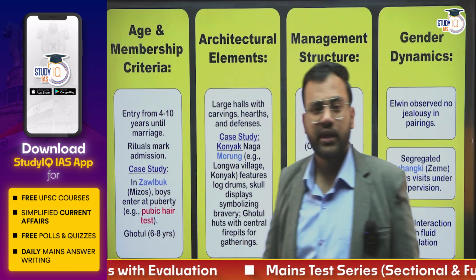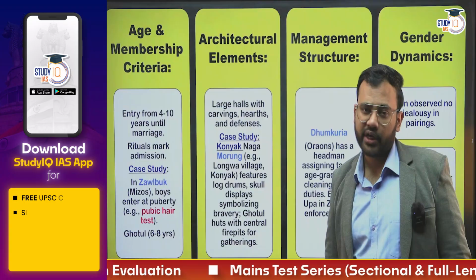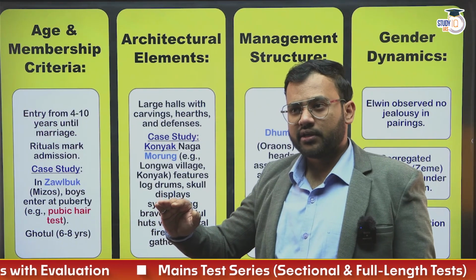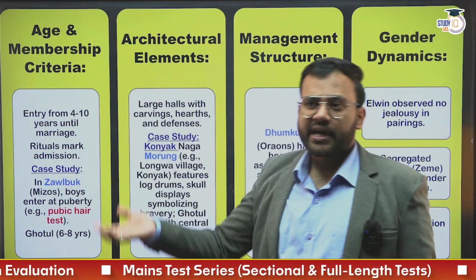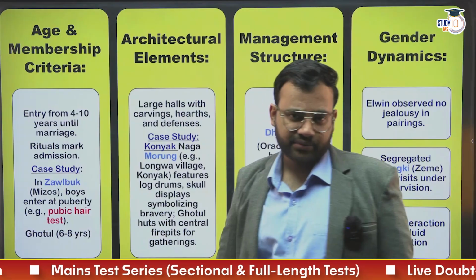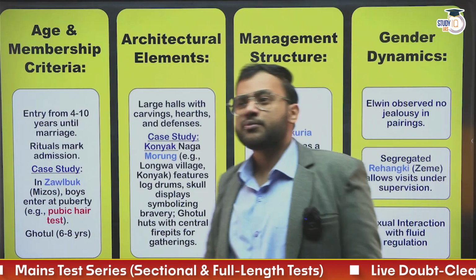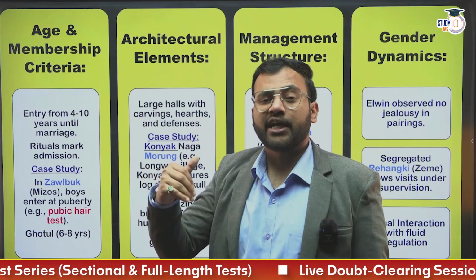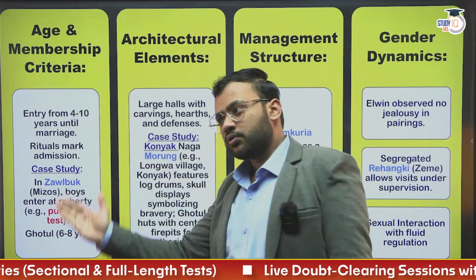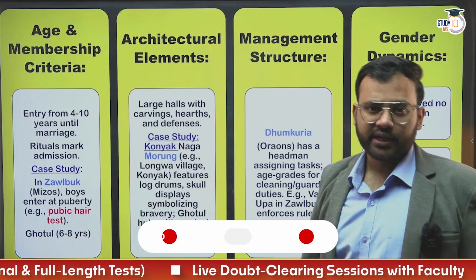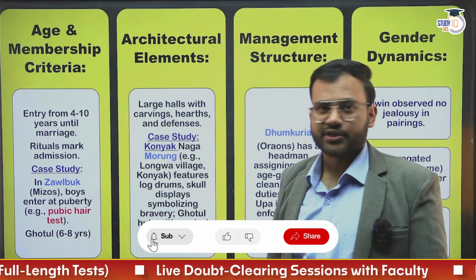Similarly, among the Ghotuls, the age is around 6 to 8 years. So it is not the same or uniform. It differs from tribe to tribe. It can be as low as 4 to 6 years. It can be as high as 10 to 12 years. Okay? And most of the time, during the attainment of adulthood or when they are getting married, they are supposed to separate from these youth dormitories. So there is an age membership criterion, which is an important characteristic of youth dormitories.